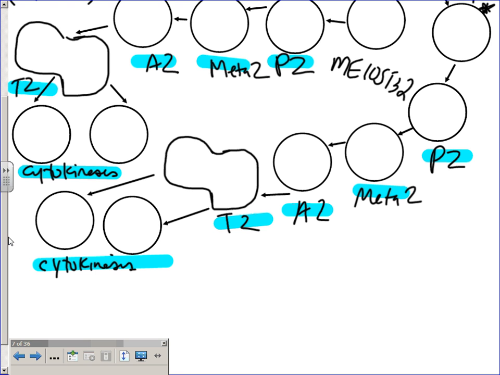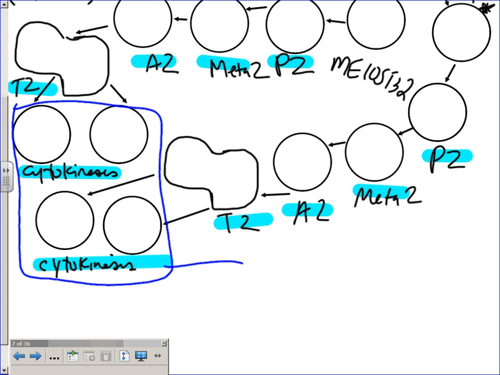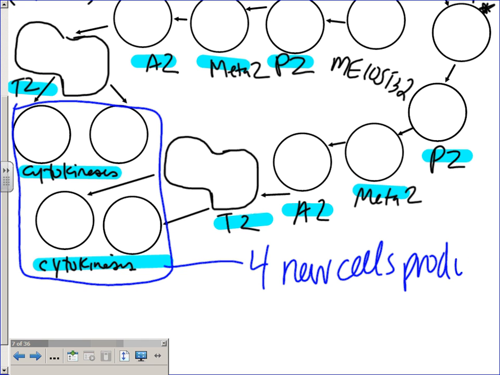Notice that I'm gonna put a circle in blue around my final cells. You maybe want to draw a circle or a square around your final cells. So there are 4 new cells produced. The very, very final product. So I'm going to put final. We have 4 new cells produced.